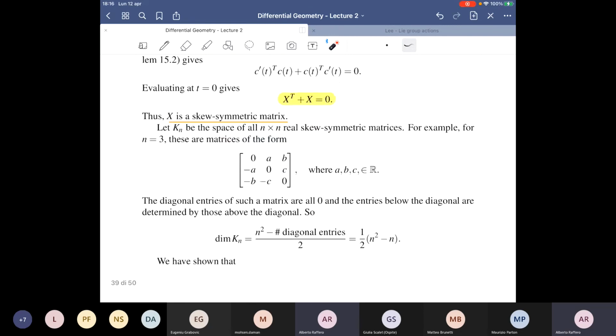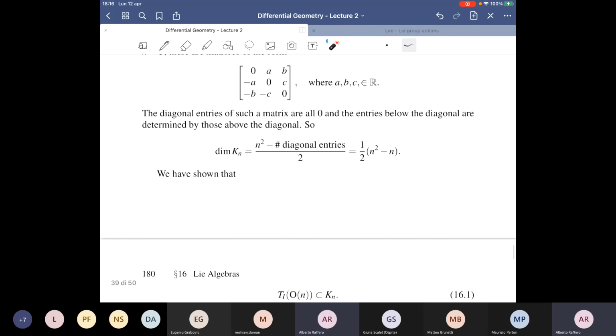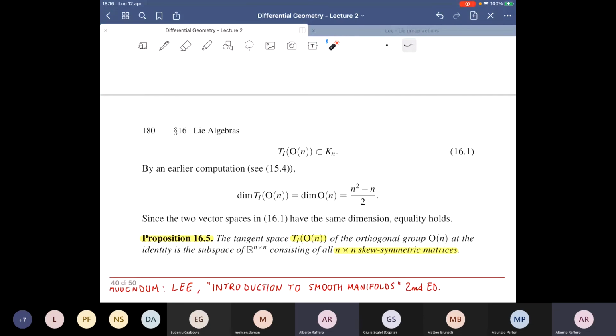In a similar way as we did for the space of symmetric matrices, you can show that the space of skew symmetric matrices is a vector space whose dimension is precisely equal to the dimension of the orthogonal group, and so is equal to the dimension of its tangent space at any point. So the tangent space to the orthogonal group at the identity is precisely the space of n times n skew symmetric matrices.